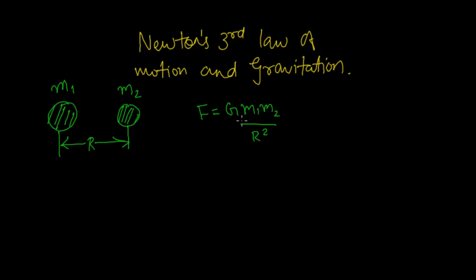So this is the force of gravitation, and this is the force with which mass m1 attracts mass m2, and this is the force with which mass m2 attracts mass m1. Basically, both of them attract each other by equal force F. Okay, the same thing holds true for Earth and some other object also.